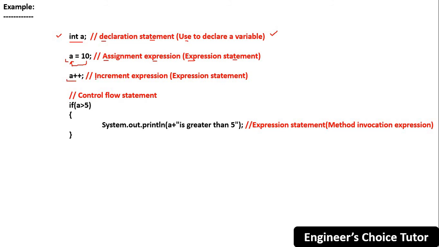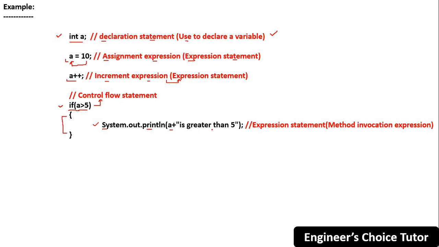Next, a++. What are you doing? Incrementing. So it is an increment expression. An increment expression is also an expression statement. Fine. Then I have introduced the condition. See, if a is greater than 5, then only execute this. Whatever statement is present in this block, execute that statement if a is greater than 5. Now tell me, you are applying a condition and you are trying to control the flow of execution. So that is the reason this statement is what? Control flow statement.